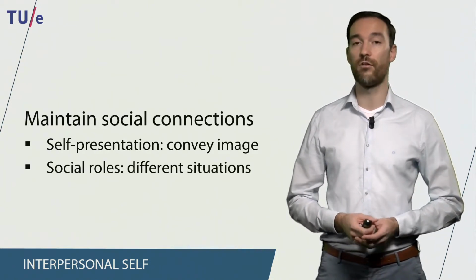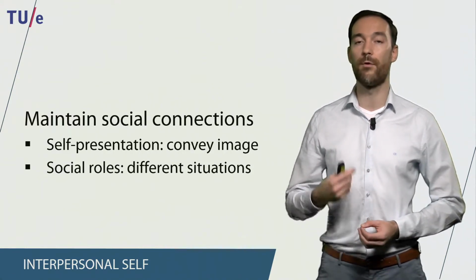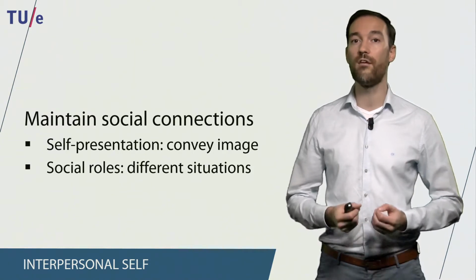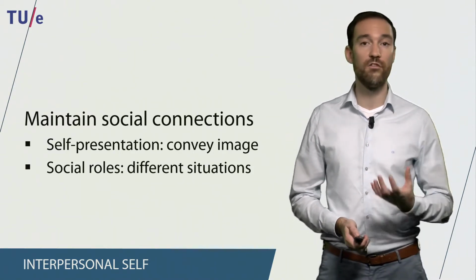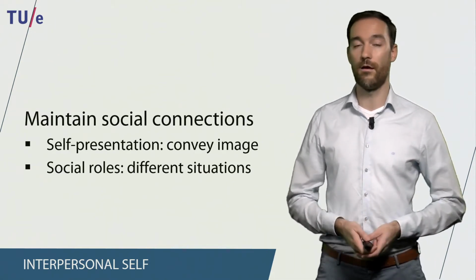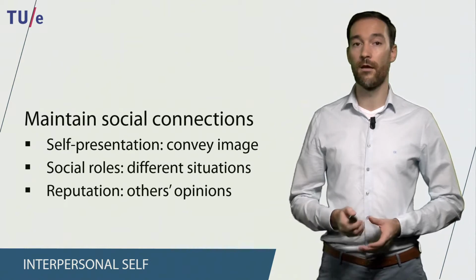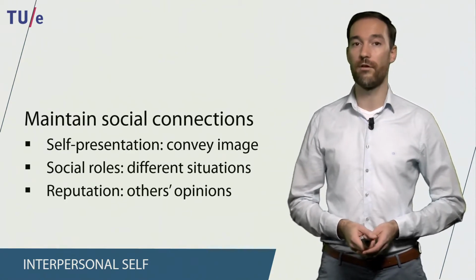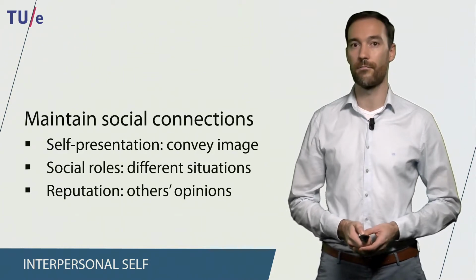The second one is a social role. And social roles refer to the fact that we present ourselves differently based on the situations in which we find ourselves. So I, as a teacher, present myself differently compared to me as a husband or as a father. And finally, reputation refers to the opinions that other people have about ourselves.